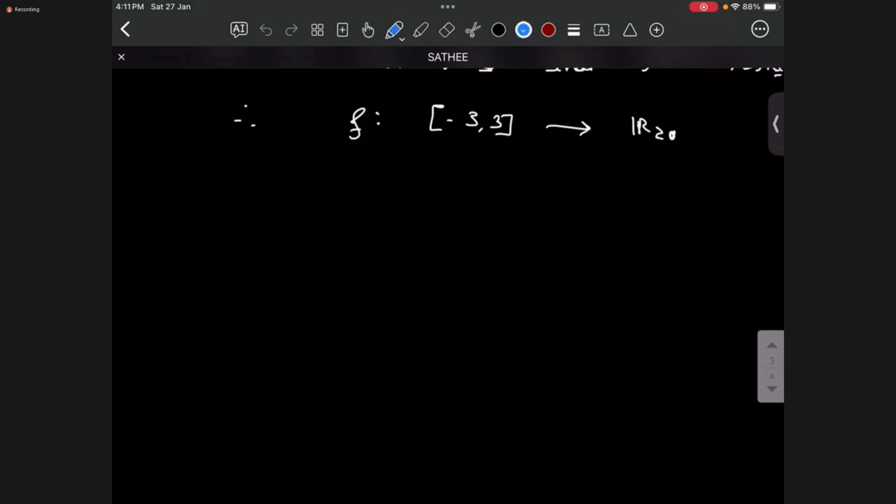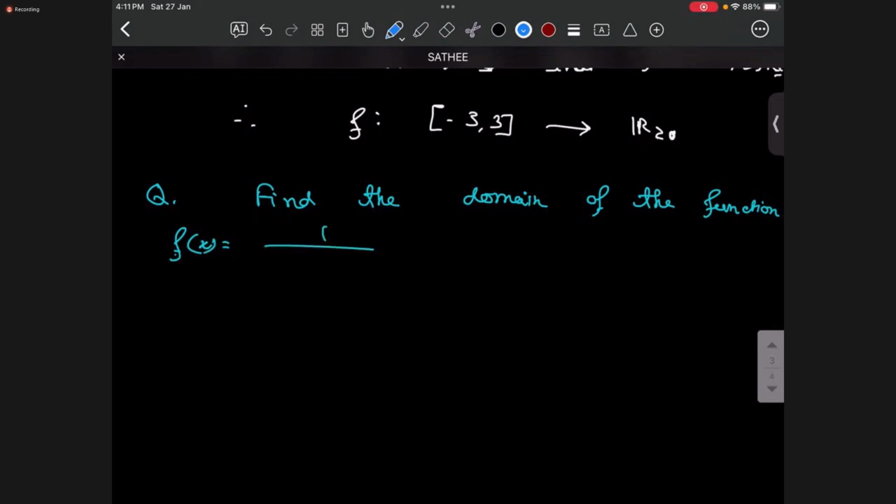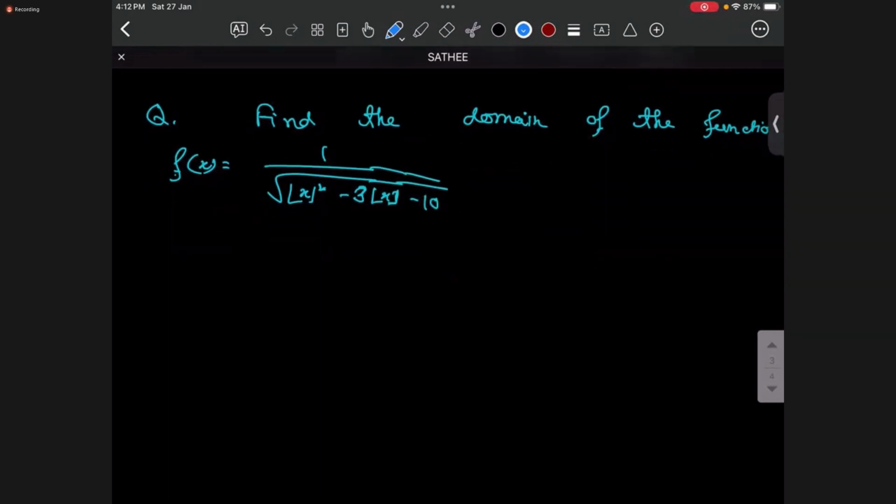So the question is, find the domain of the function f of x equals 1 by root over box x square minus 3 box x minus 10. But what is the box x?